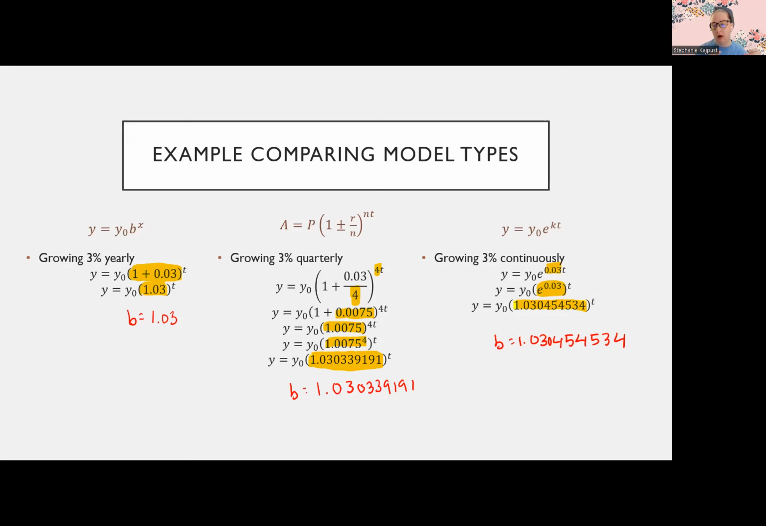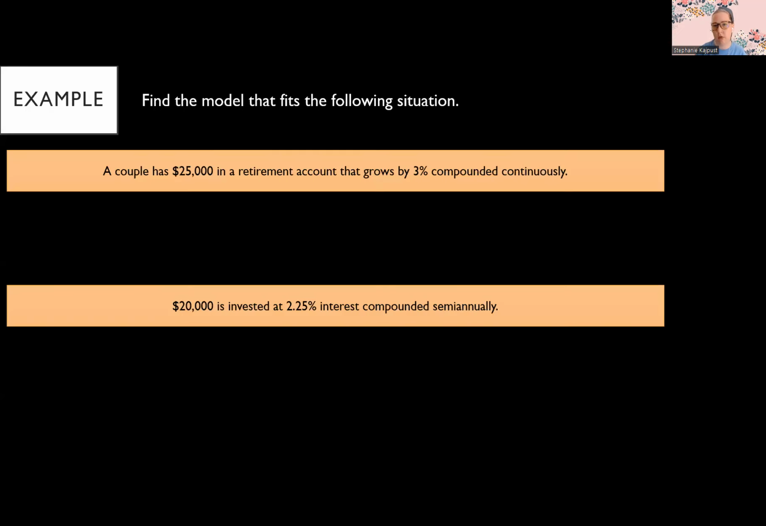So we're going to do some examples where I'm going to show you how you know which model you use when you are trying to write the formula. And so we're going to basically use these three forms, whether it's something per year, something more times a year, and then continuous growth. So we're just writing the models here.